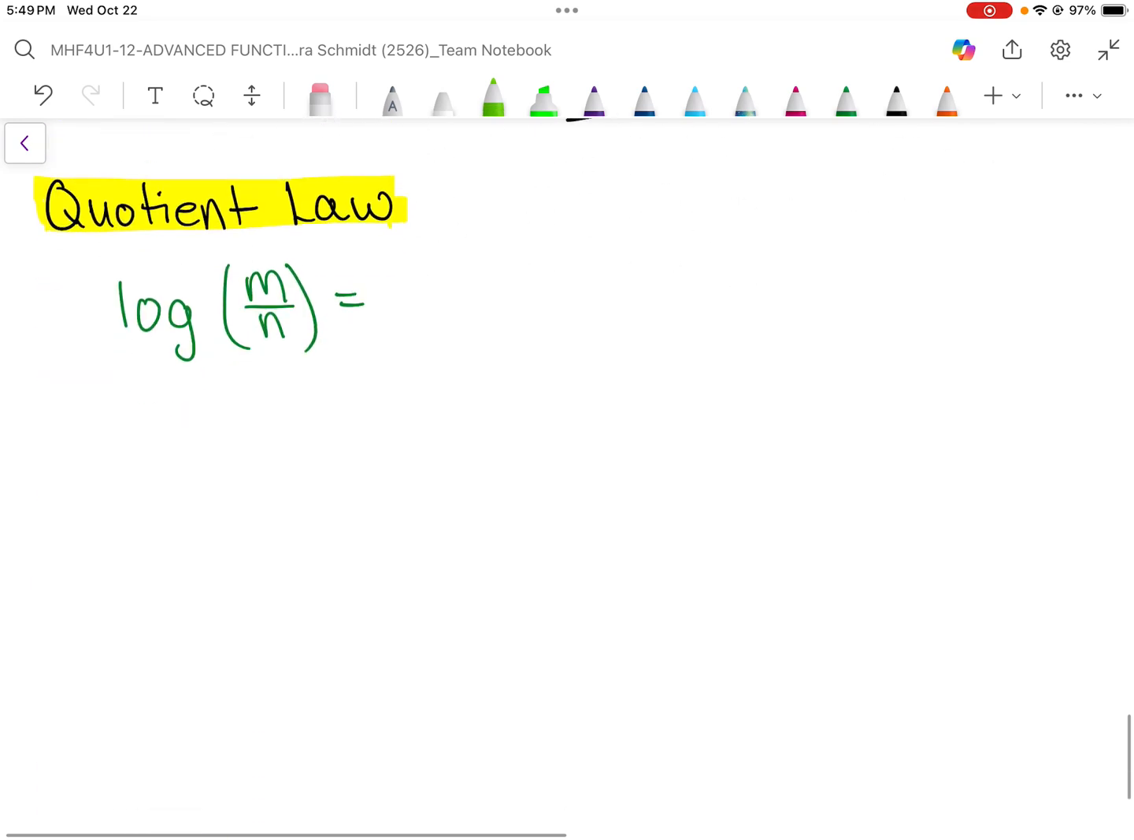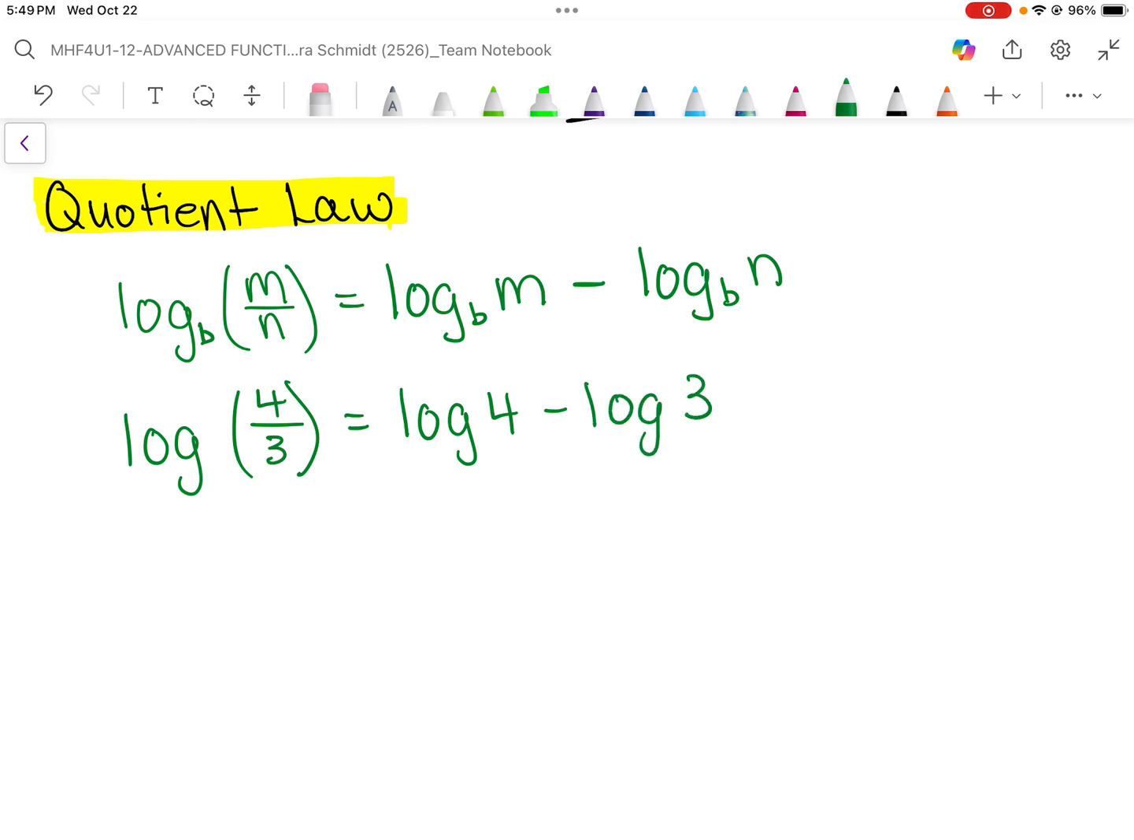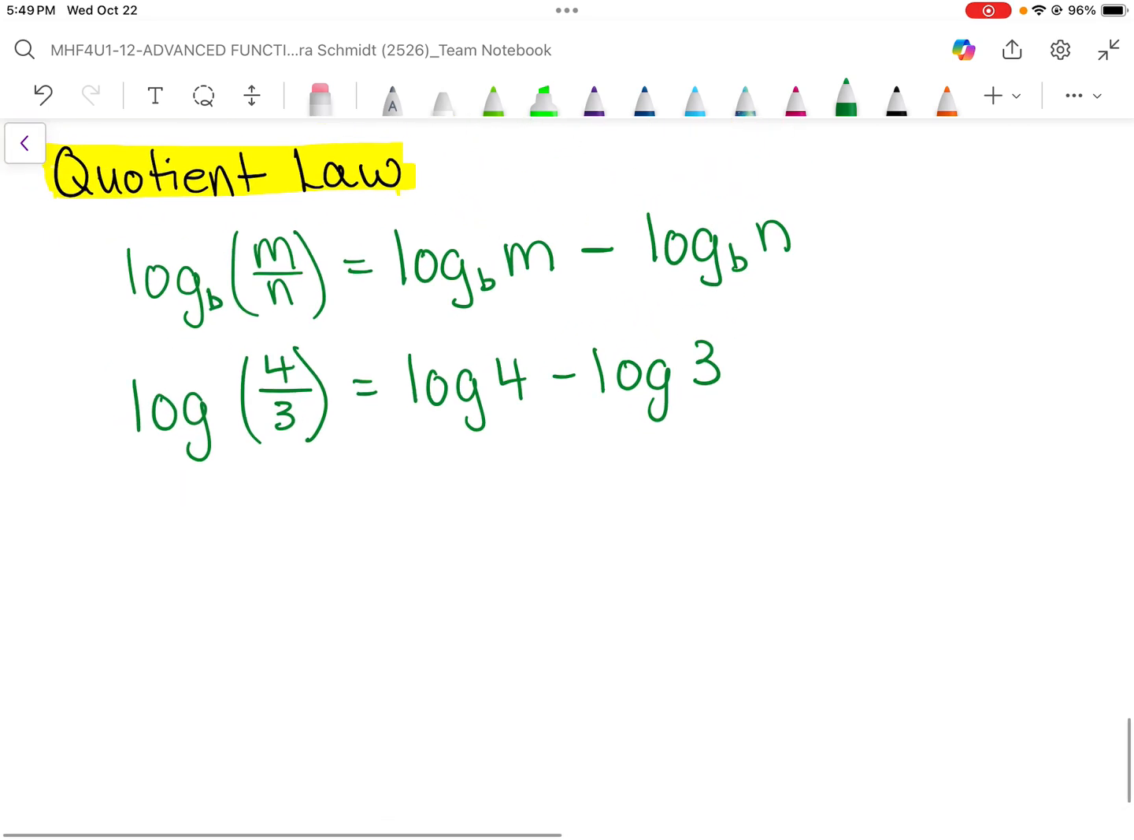Then there's also a quotient law, which is similar. The quotient law says if you have log base b of m divided by n, I can split that up into log base b of m minus log base b of n. So same thing we just did. If I had like log of 4 over 3, I could split that into log 4 minus log 3 if for some reason I needed to do that. And sometimes it could just help me evaluate stuff.